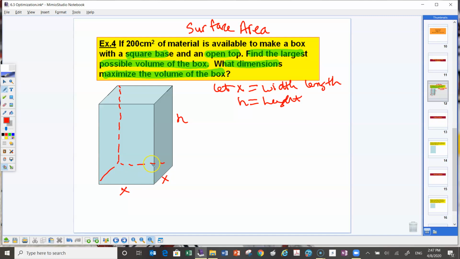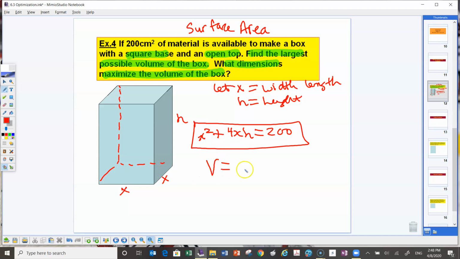Well, we have a bottom to this box, and the area of the bottom would be x squared. We have 4 walls, and each wall would be x times h for the area, so we have 4xh, and that equals 200, because that's the surface area. So there's my first equation. We're asked to find the maximum volume, so the volume of this box is length times width times height. x times x is x squared times h. And this is the one I want to maximize, and this is the one I want to take the derivative of. I want to get rid of one of my variables, and the easiest one to get rid of is h, so I'm going to isolate h in this equation.